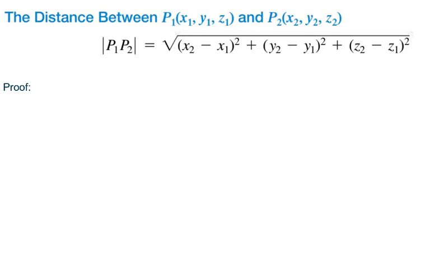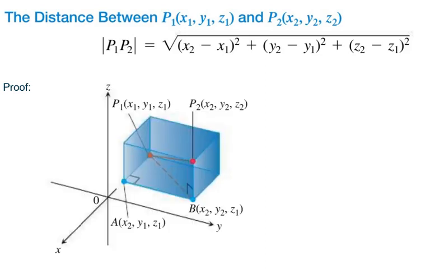Now let's examine the proof of how this formula in 2 space also applies to 3 space. I'm going to bring in a picture. What I've brought in is a picture of a construction of a rectangular box with faces parallel to the coordinate planes. We have the points P1 and P2 at opposite corners of the box.